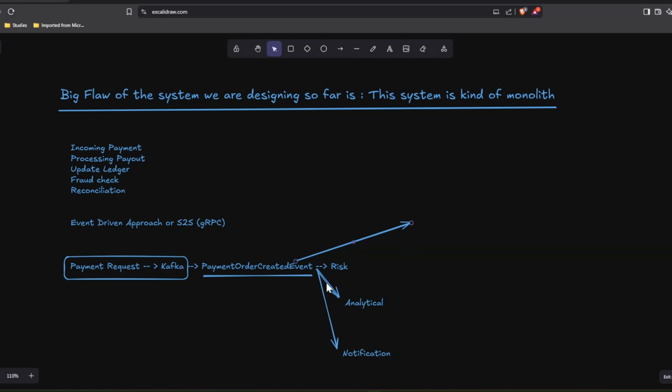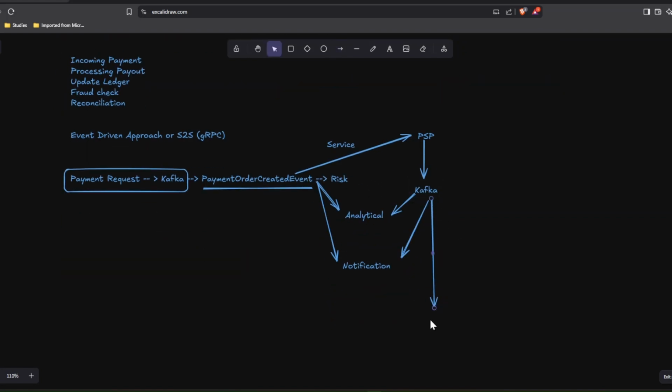Okay, so that PSP, there is going to be some kind of a service in between which is going to pass this thing into our PSP. Okay, and then when our PSP comes back, again I'm going to place my payment processing thing into Kafka, and from there again it will go into the analytical, it will go into the notification, and it will go into my systems like my database as well. So if I place database here, Kafka payment service, and from here also I'm going to pass it to the database. Okay, so this is what an event driven approach would look like.